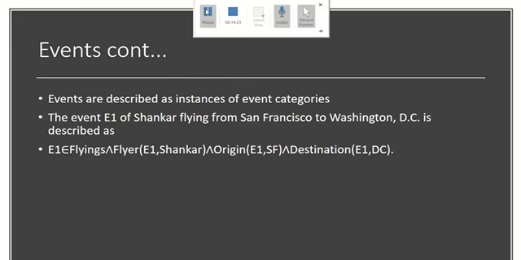Okay, so E1 is the event which deals with Shankar flying from San Francisco to Washington DC. E1 belongs to Flying first, and we can say the Flyer of E1 is Shankar, and the origin of that particular flight is San Francisco.